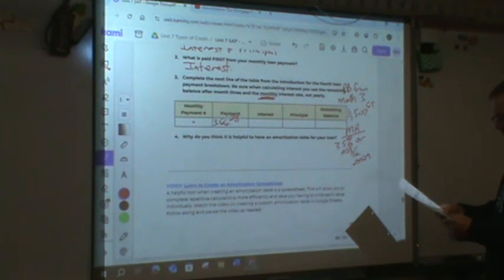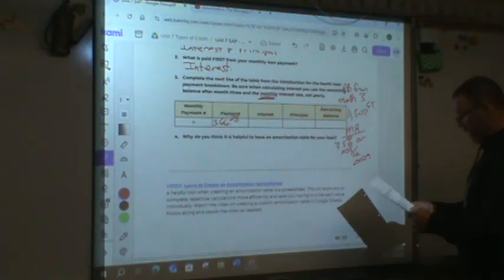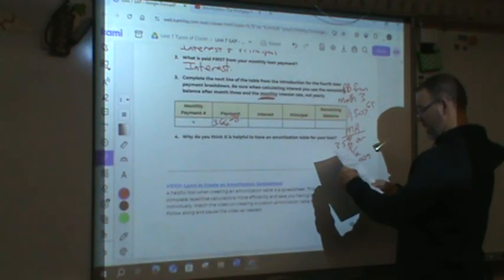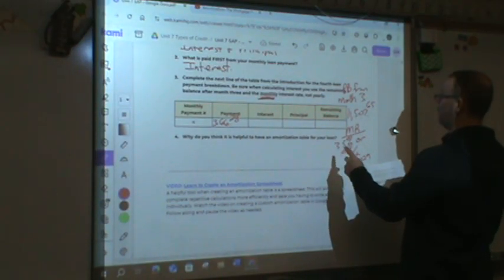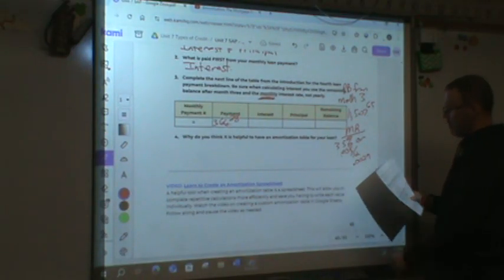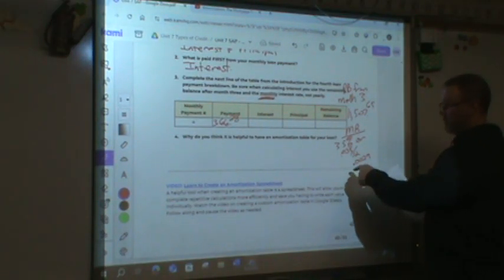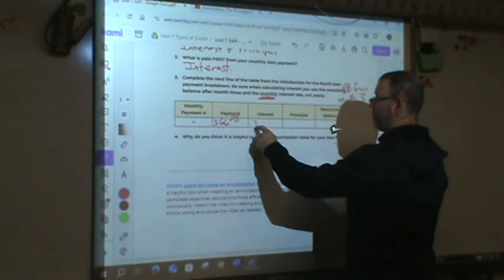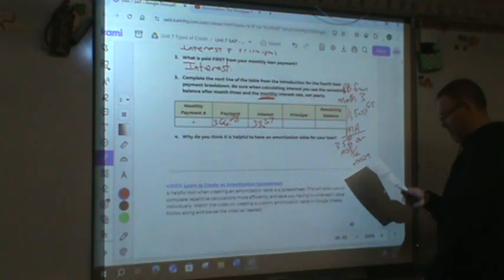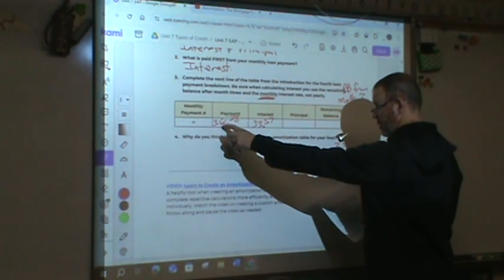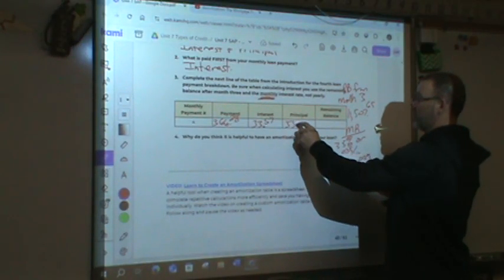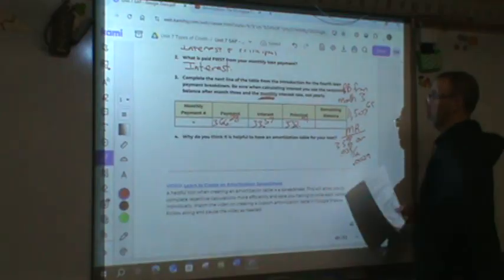So now, when I go through and figure this out, my interest should be my 11,507 times my 0.0029, which should give me 33.57. Okay, my principal, 366.28 minus my interest, should give me 332.71.